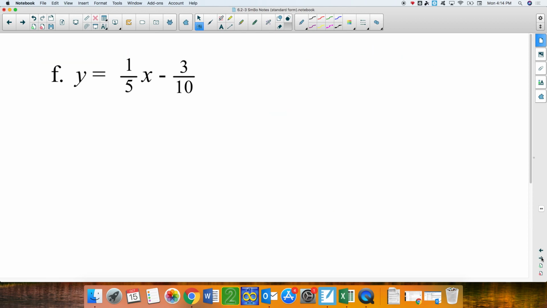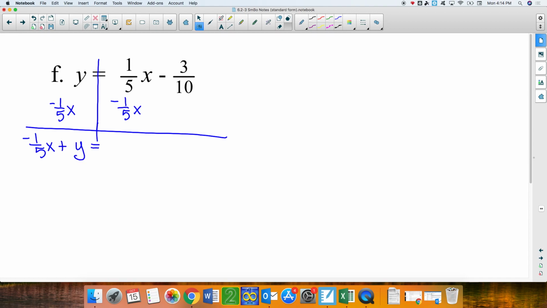Last one. Again, I want to get this in standard form. So I'm going to take my x over to the other side, and I'm going to do that by subtracting on both sides. X and y are not like terms, so I'm going to write them separate. So I have negative 1 over 5x. That's a positive y equals, and that's a negative 3 over 10.